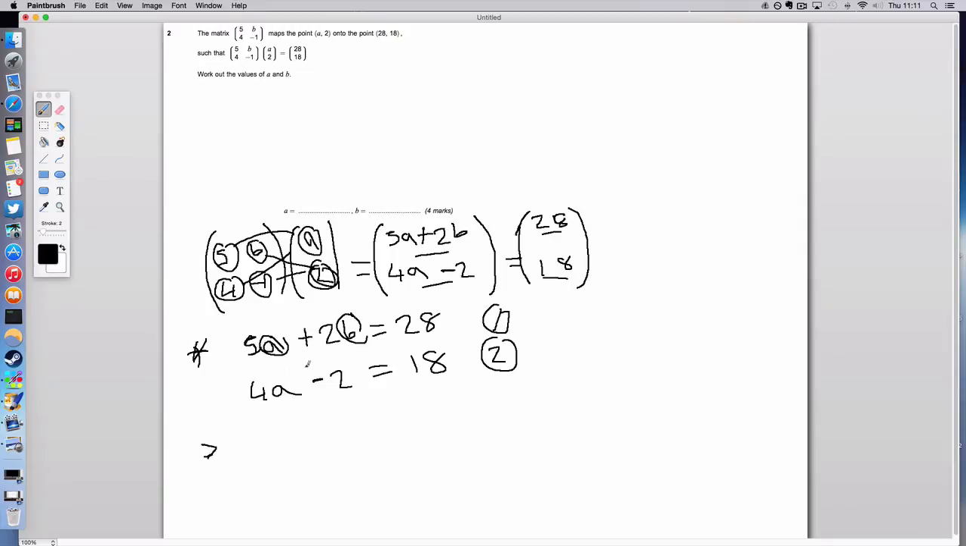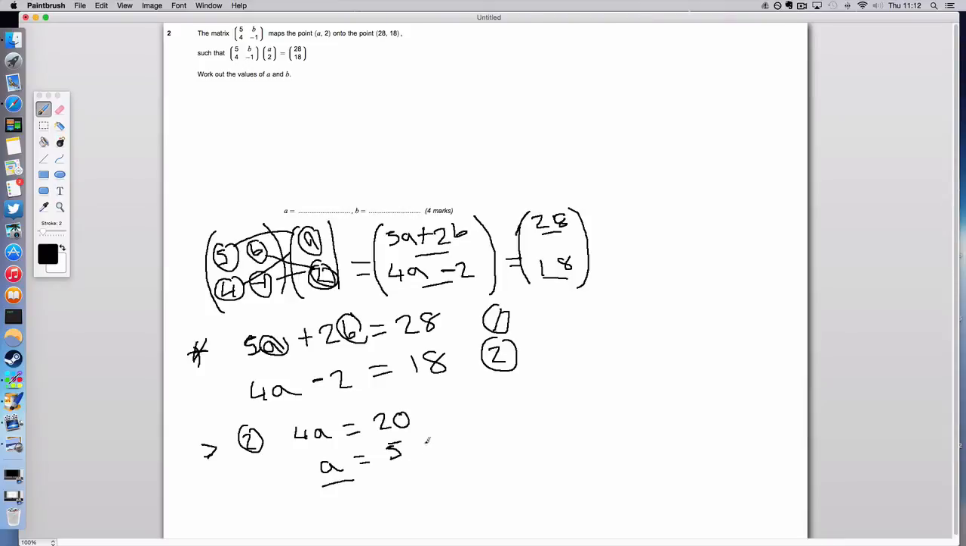So continuing, adding 2 to both sides of equation 2, we'll just highlight that here, that will be 4a equals 20. Of course, adding 2 eliminates the -2 here, and then dividing by 4, 20 divided by 4 is equal to 5. Okay, so that's our value of a, but how do we guarantee that it's correct?